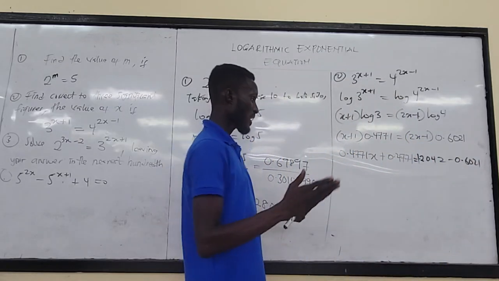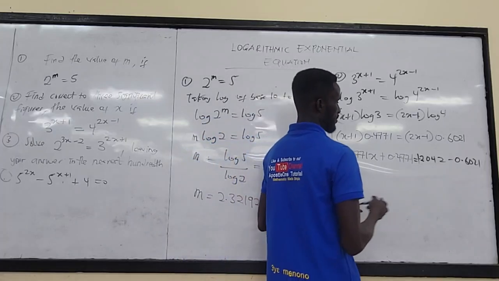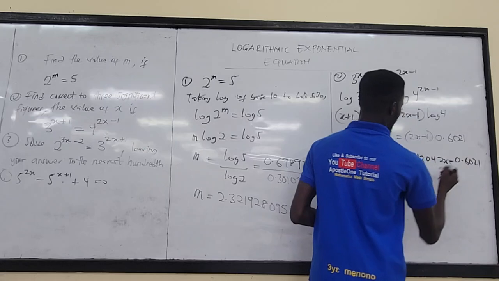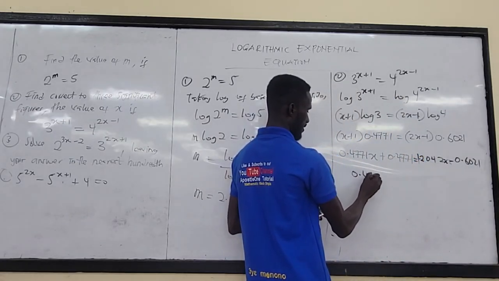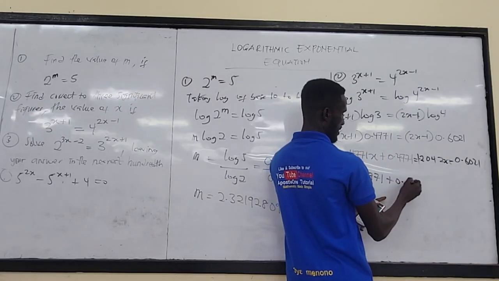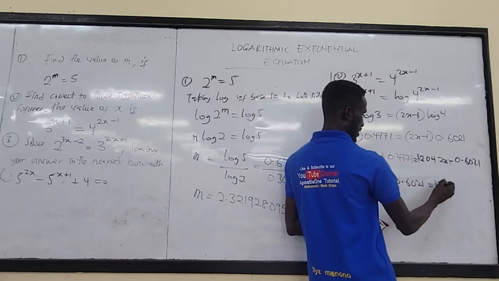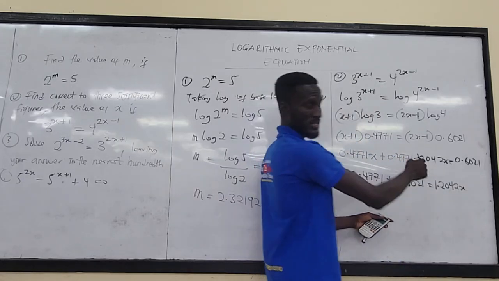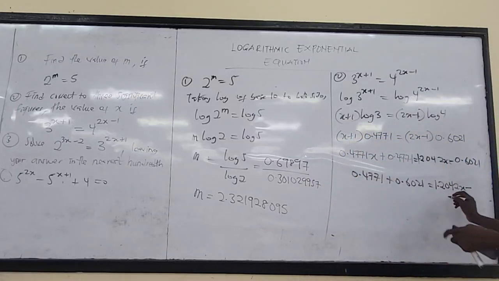Then you try to group all the x, you try to group all the numbers that you saw. So let me group like things. Don't forget that we have x here. Now grouping the like terms, I have 0.4771. Then this one will cross, so I'm going to get plus 0.6021. Now equal to this one, we have 1.2042x. Then this one will cross the equal sign, and I'm going to get minus, don't forget that we are subtracting, so minus 0.4771x.